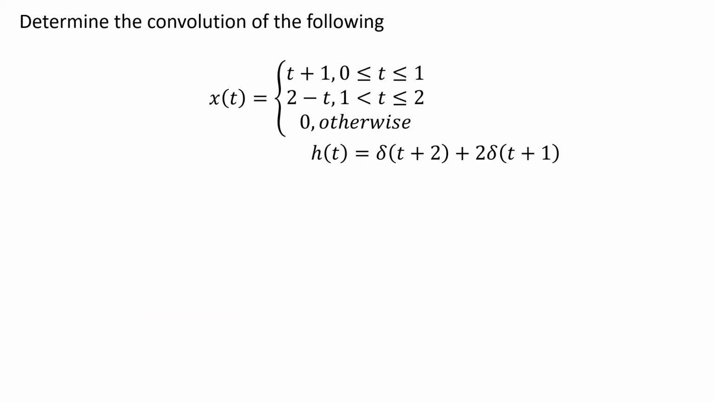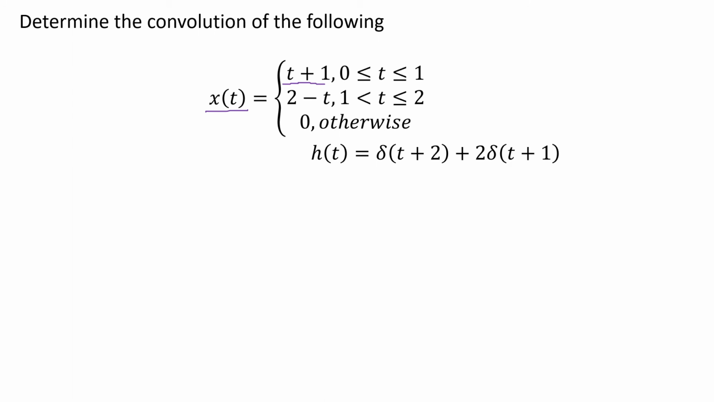So here is another example where we have to find the convolution. The input signal is x of t, and it is a piecewise function. It is defined for 0 to 1, where it has value t plus 1, whereas from 1 to 2 it has value 2 minus t, and 0 otherwise.